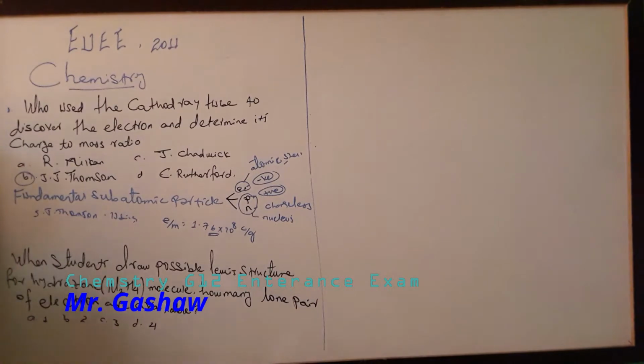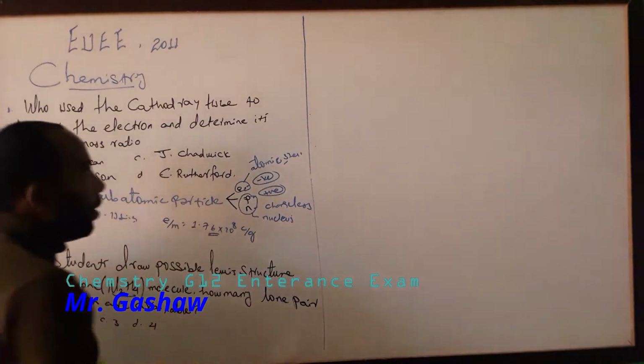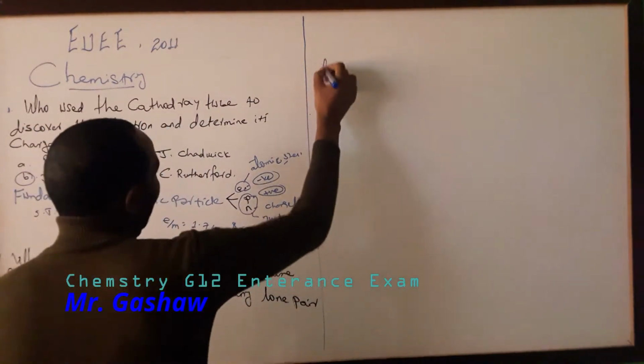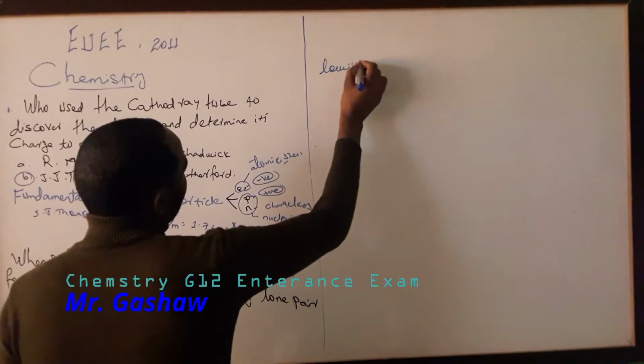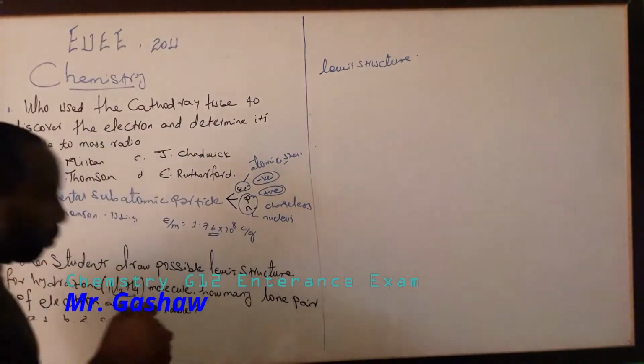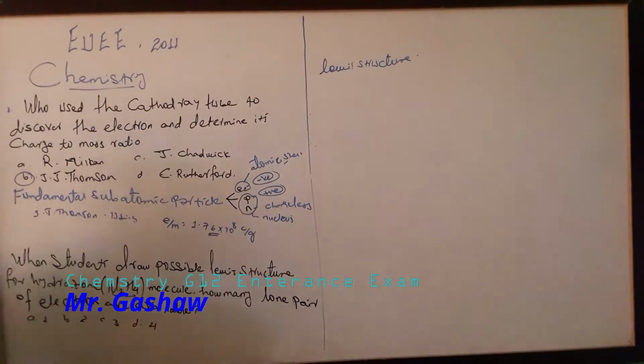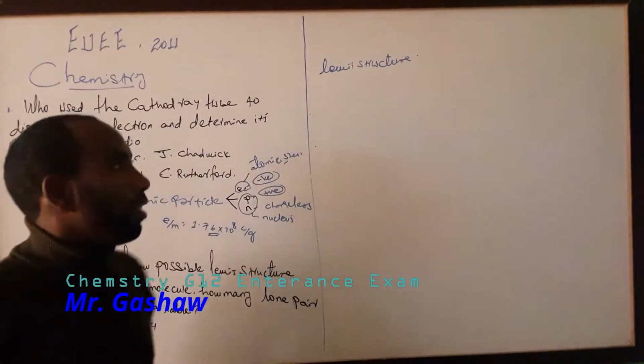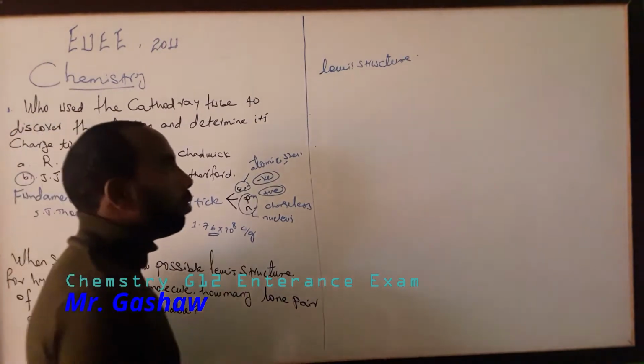The second one: when students draw the possible Lewis structure for the hydrogen molecule, how many lone pairs of electrons are available? As a first step, it is good to see what a Lewis structure means. It explains the simplest form of arrangement of electrons in molecules.